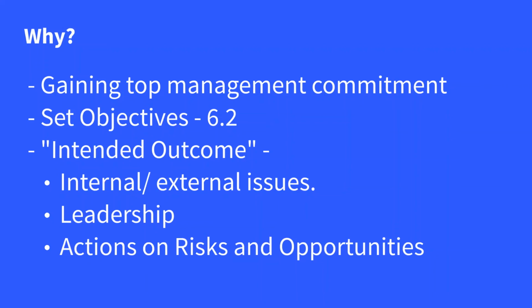You'll also see the concept of intended outcome. ISO use that phrase right throughout the standard. As an example, under clause 4.1, we've got to identify internal or external issues that could affect the intended outcome of our safety management system. Under 5.1, leadership, we've got responsibilities to make sure the safety system achieves its intended outcome, etc., etc. It comes up right through the standard.